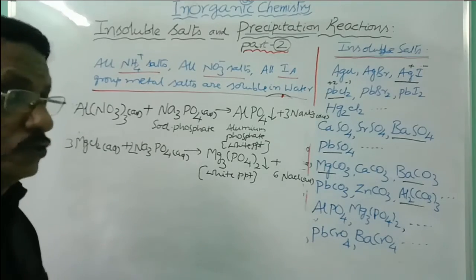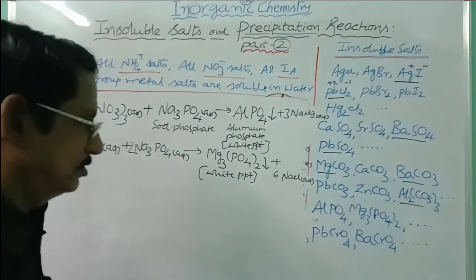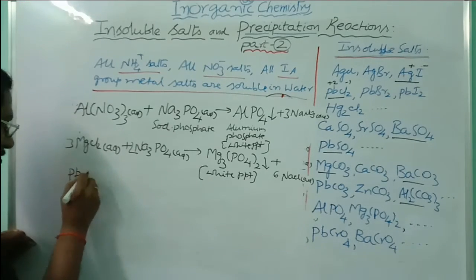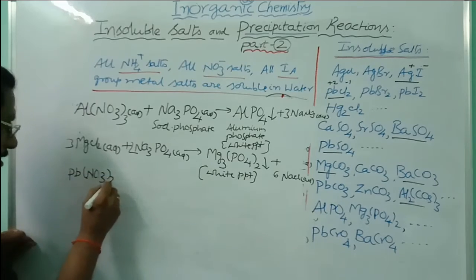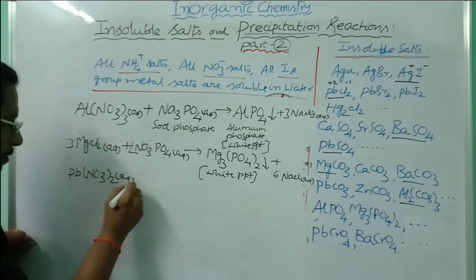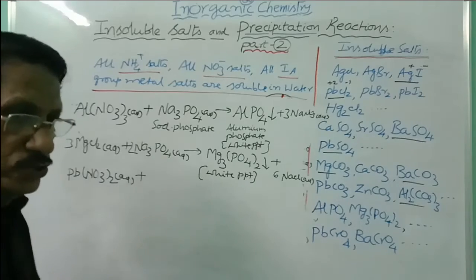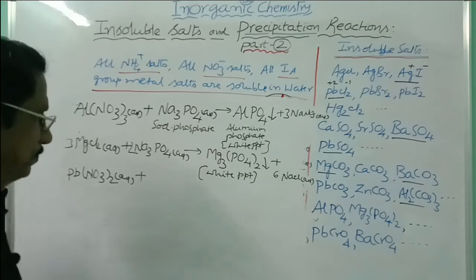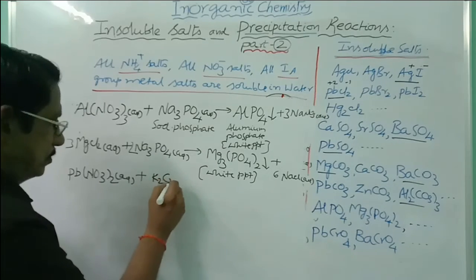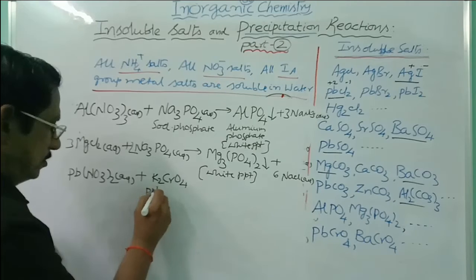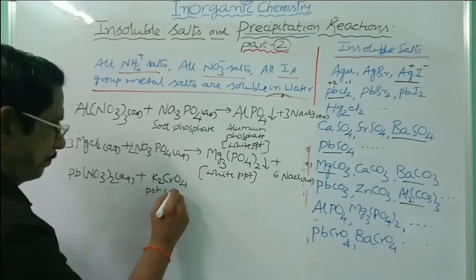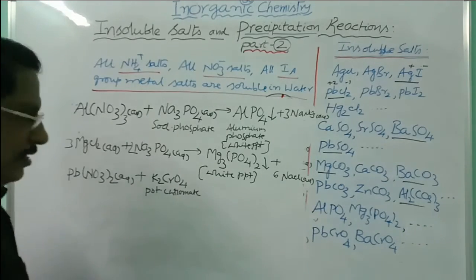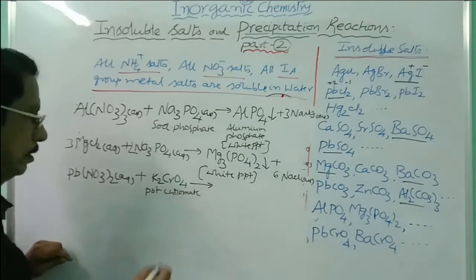Similarly, lead chromate, yellow precipitate, barium chromate, yellow precipitate. You can take lead chromate. For that purpose, you have to take lead nitrate, Pb(NO3)2, aqua, plus chromate solution. In the laboratory, potassium chromate is directly available. Even take sodium chromate also. Potassium chromate K2CrO4. This is potassium chromate. All the chromates are yellow in color. This is also aqua.